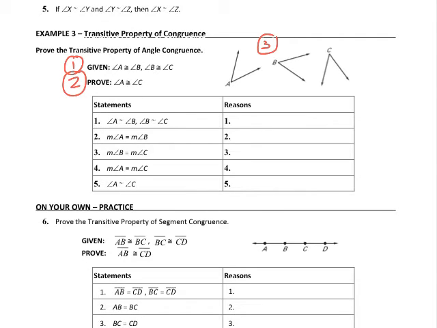So at the very beginning, in our first statement, it says that angle A is congruent to angle B, and angle B is congruent to angle C. Okay, so if I've been given that information, I just need to write in the word given. We do not write in the word proof, though, at the bottom. Okay, so make sure that you give an actual reason. What you're trying to prove, then, is angle A is congruent to angle C.